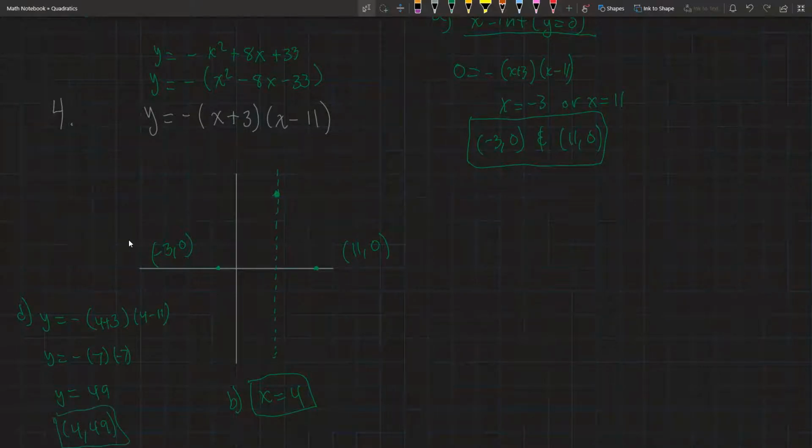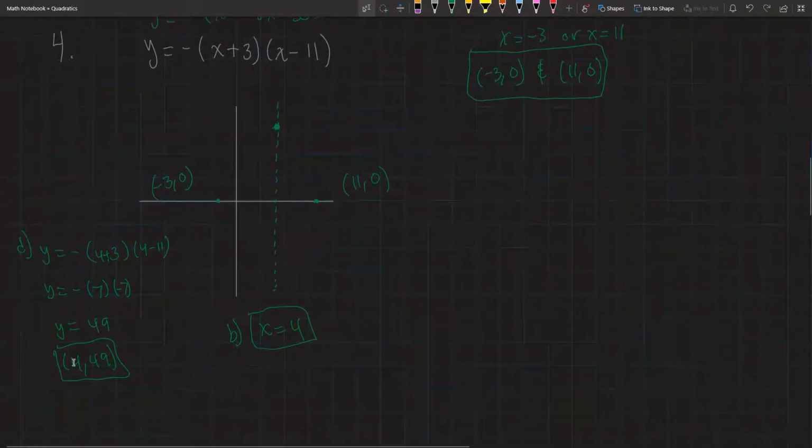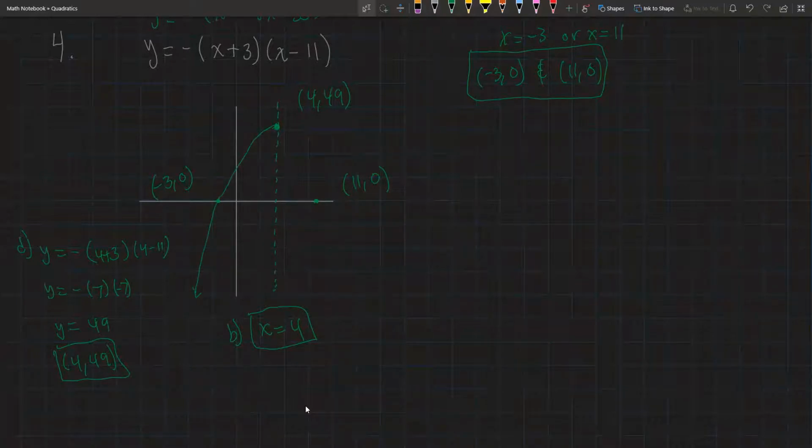This is the point, not just the y value, that we want to be thinking of. So there we go. It is at 4, 49. And that fits our picture very perfectly, the way we expected it. It's very nice when all those pieces of the puzzle come together nicely.